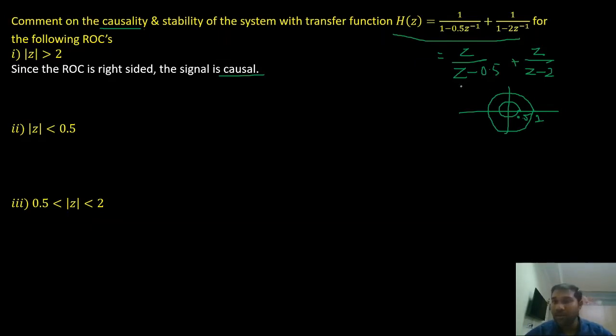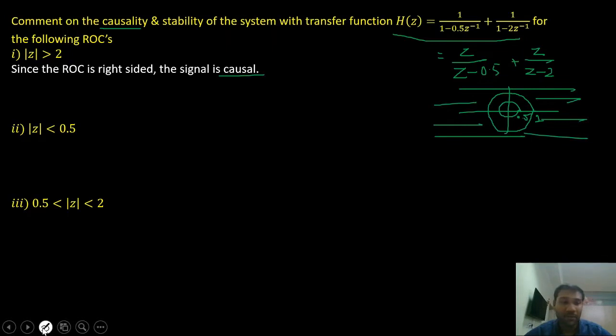To comment on the stability, this is my ROC, mod z greater than 2. Where is my mod z equals 1? This is 0.5 and this is 2, so my mod z equals 1 will be somewhere here. This is my mod z equals 1, my unit circle.